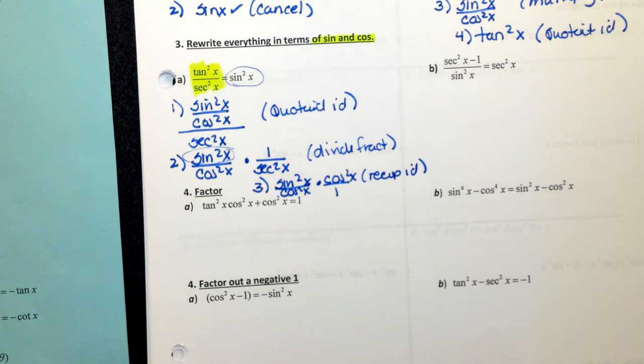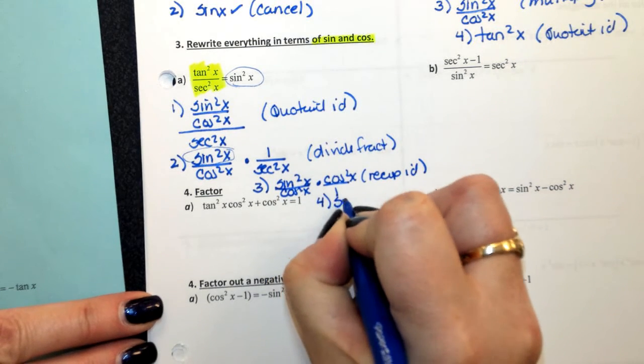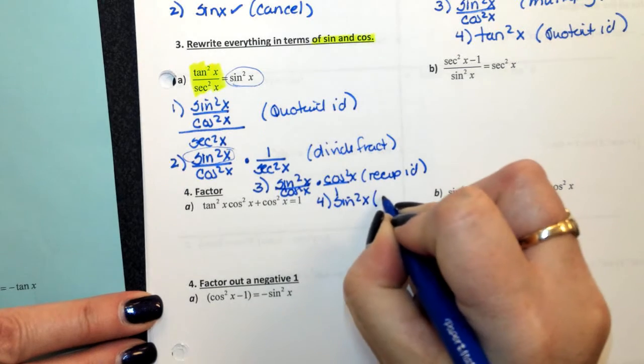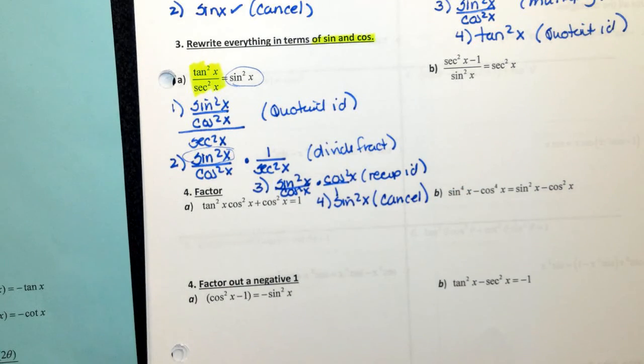And then finally, what happens when you multiply sine squared over cosine squared times cosine squared? They cross out. So what are we going to be left with? We're just going to be left with our sine squared. And again, you can just say cancel or multiply. Okay? Any questions on A? You guys go ahead and try B on your own. I'll give you a hint: B is done very similar to the way that we did 3A.